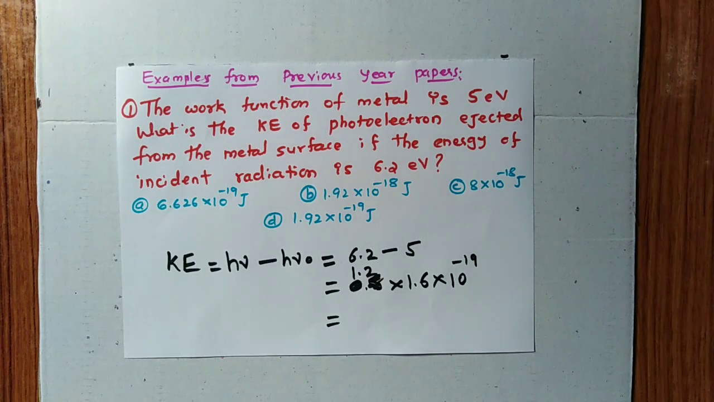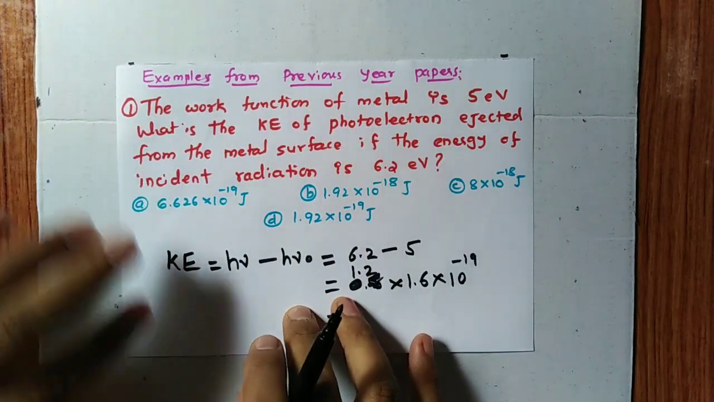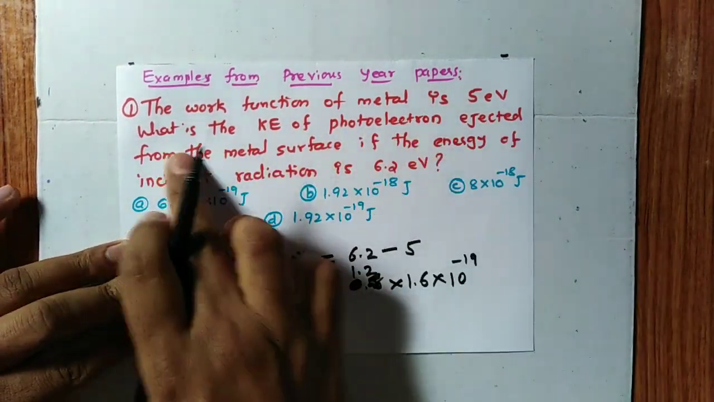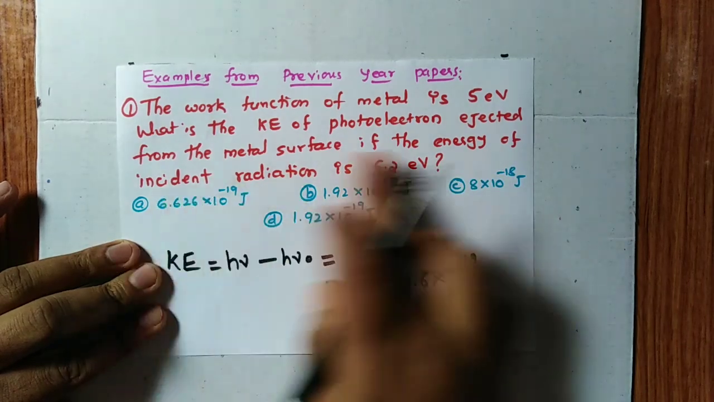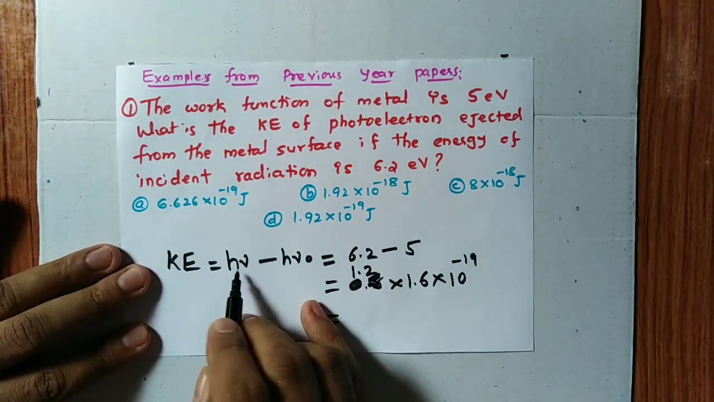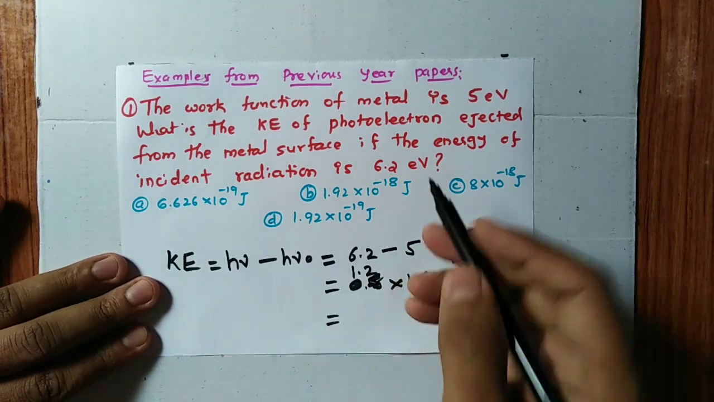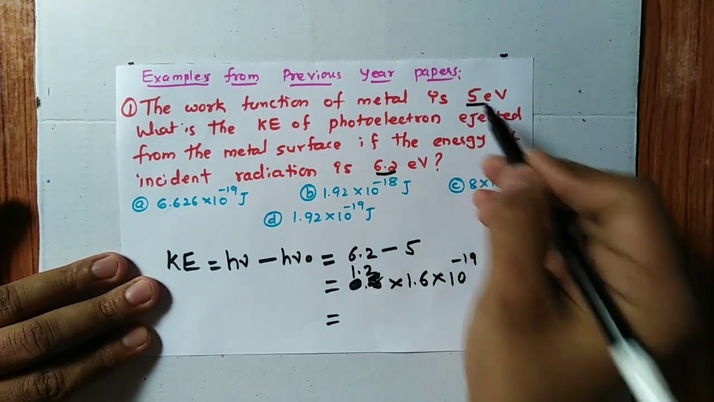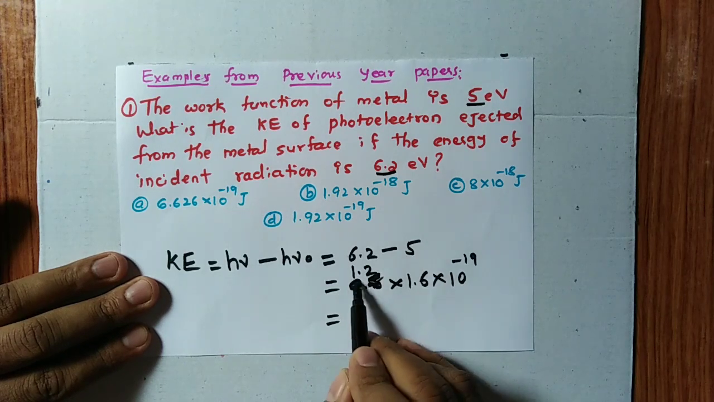Yes, now we'll see the first question, an example from previous year papers. The work function of the metal is given, they are asking for the kinetic energy, and the energy of the incident radiation is given. So the formula: kinetic energy is equal to h nu minus h nu naught. h nu is given, that is 6.2, h nu naught is given as 5. So 6.2 minus 5 is equal to 1.2.